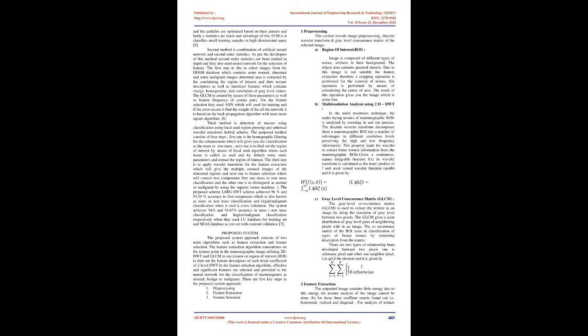The third method is detection of masses using classification with a local seed region growing and spherical wavelet transform hybrid scheme. The proposed method consists of 4 steps. First is homomorphic filtering for enhancement, which gives you the classification as mass or non-mass. Next is to find the region of interest by means of the local seed algorithm, where each tissue is called a seed, with some default static parameters, and extract the region of interest.